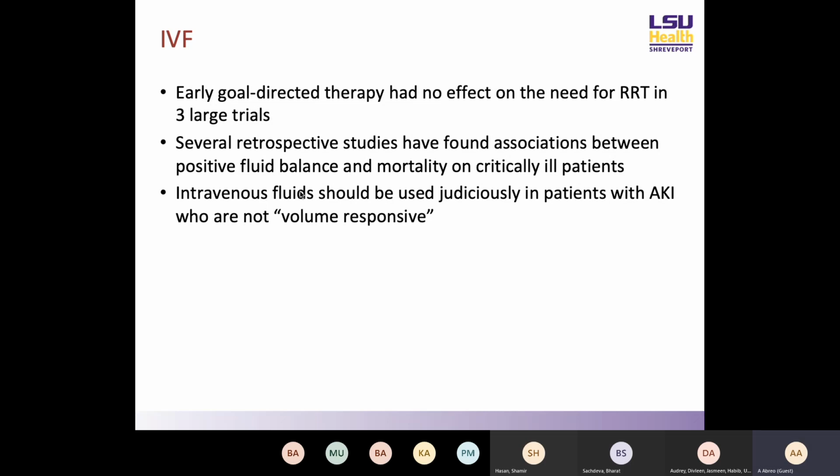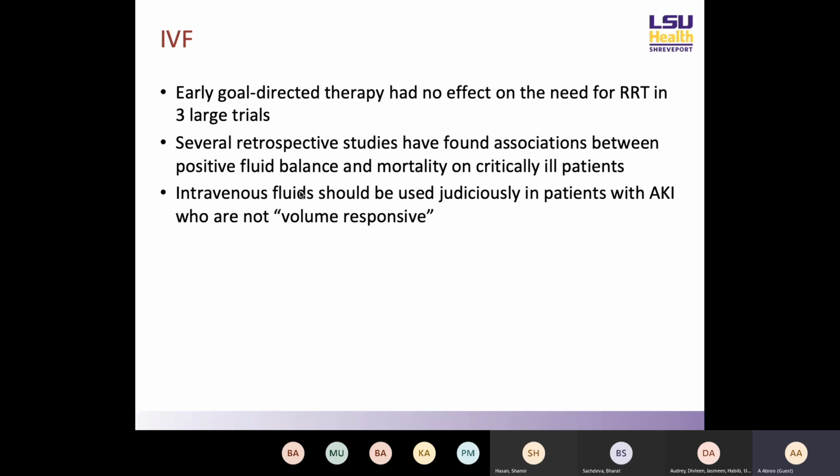And several retrospective studies have found an association between positive fluid balance and mortality in critically ill patients. So the key is you should see if you think that your patient may be volume depleted and needs IV fluids. In terms of their renal function, it's okay to start the fluids. But if you're not seeing a response, and you don't think the patient is volume depleted, then you may want to think about whether it's worth your while to continue the IV fluids, especially if your patient's oliguric already.